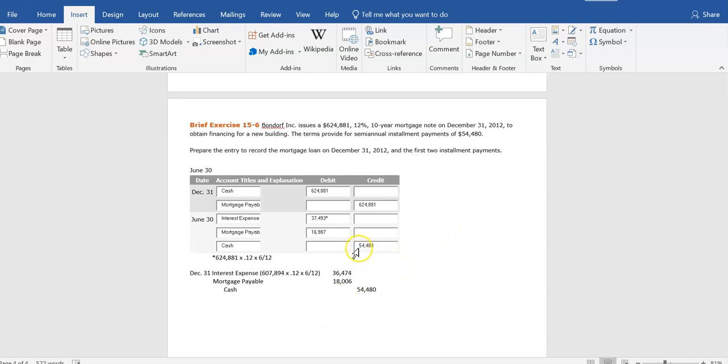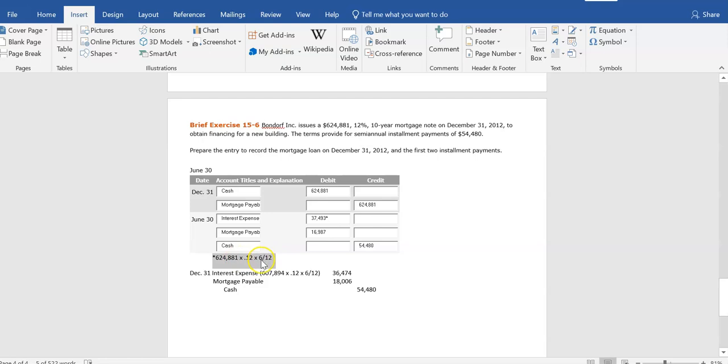The way we figure out how to break up the payment between principal or mortgage and interest is to take the balance of the loan, the balance of the debt. The debt is $624,881 when we go to make our first payment. We multiply it by the interest rate for the debt. This has a 12% interest rate. So if we take the amount of the liability times 12%, that would give us the interest on that debt for a full year. We are going to multiply it by the fraction of the year for which we are calculating interest, 6/12 or half of a year, 1/2.